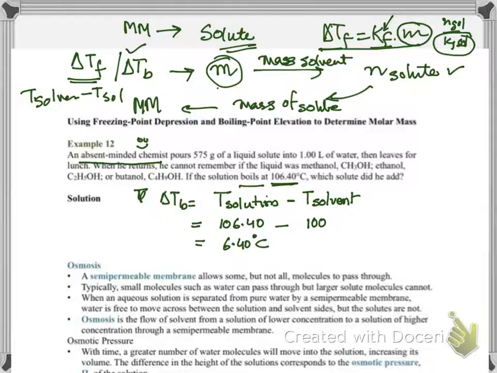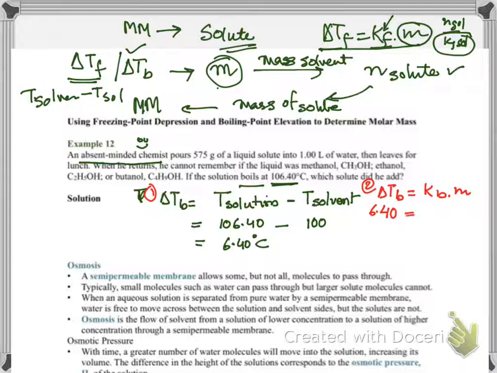Now I'm done with first step, delta TB. Using this delta TB value, what will I do? My step number 2 is I will calculate molality. How? Delta TB equals KB times m. Delta TB is 6.40.